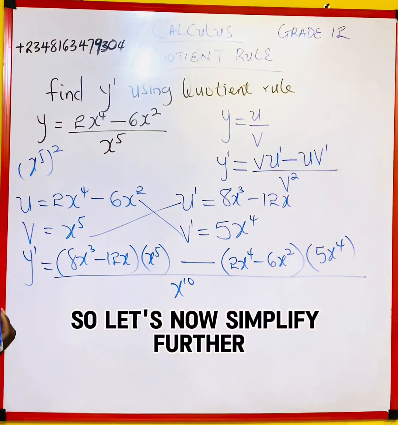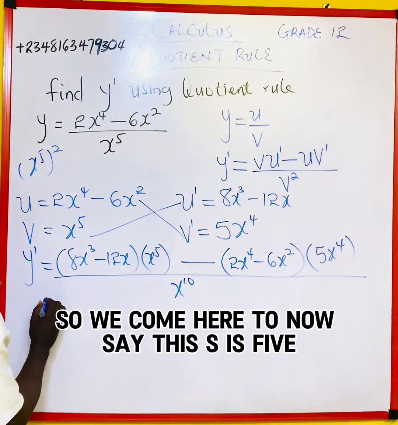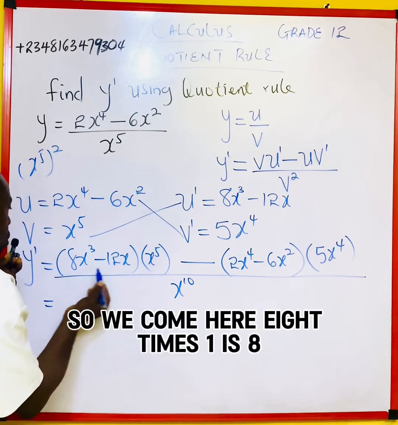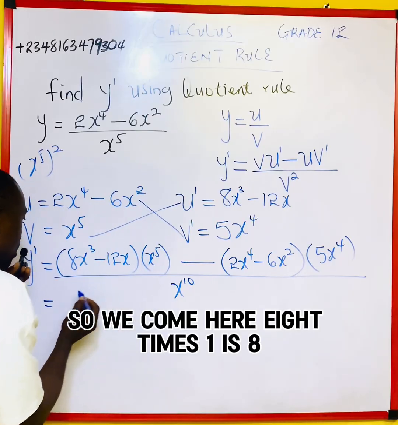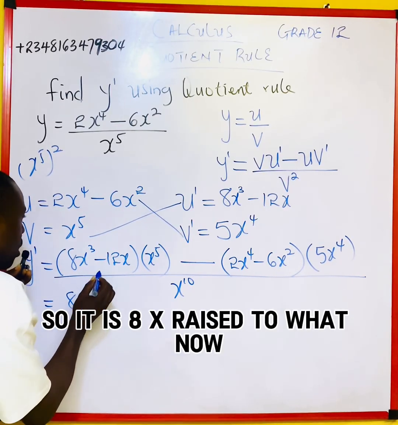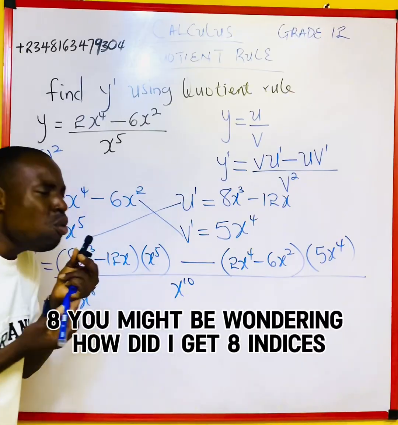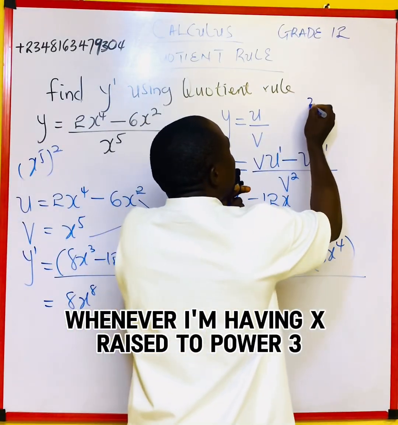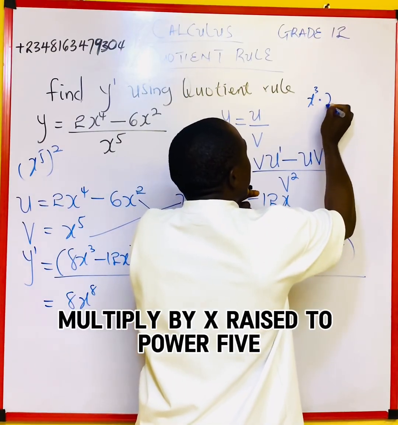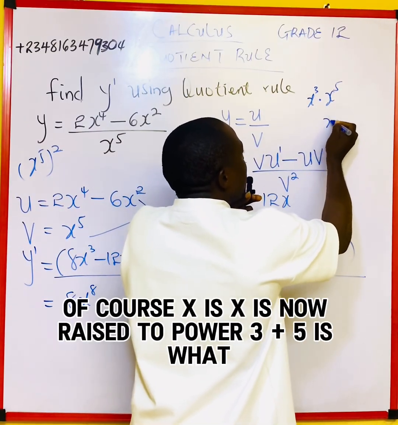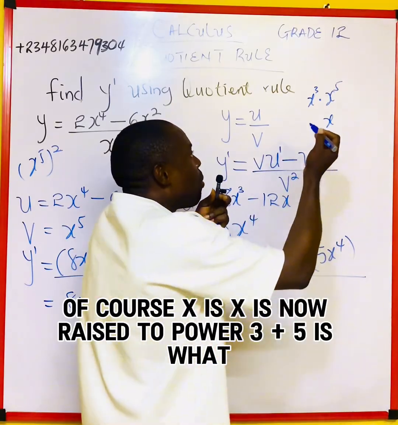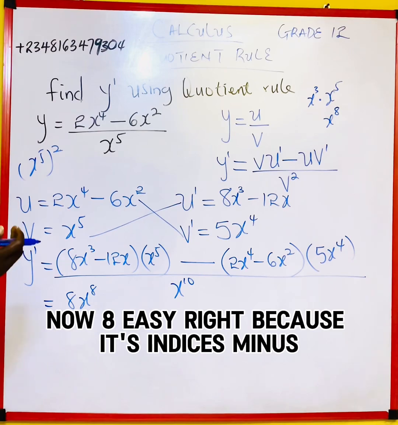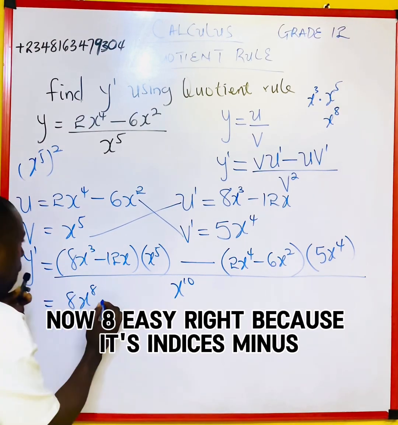So let's now simplify further. So we come here to now say this x raised to the power 5, we multiply everything in this bracket. So we come here, 8 times 1 is 8, so here is 8x raised to the power 8. You might be wondering, how did I get 8 indices? Whenever I'm having x raised to the power 3 multiplied by x raised to the power 5, of course x is now raised to power 3 plus 5, which is 8. Easy, right? Because it's indices.